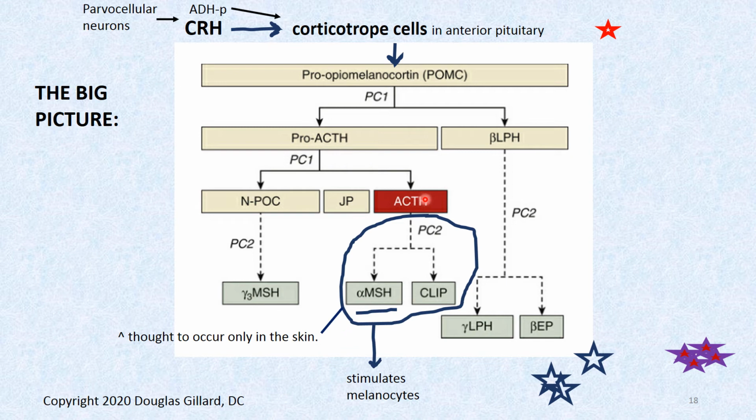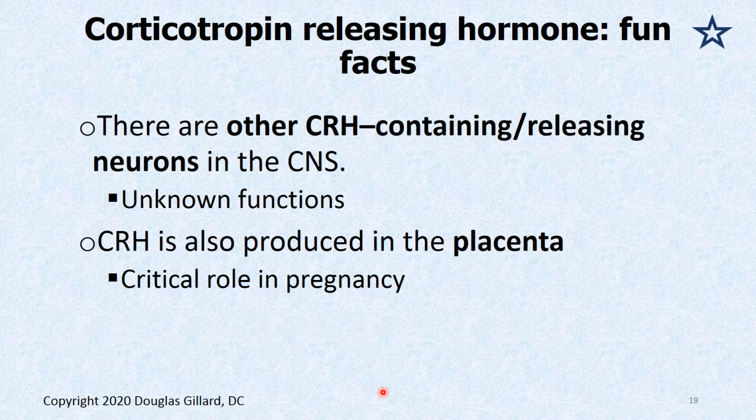ACTH, of course, hits the adrenal cortex and causes cortisol release and DHEA release. But if you get increased amounts of it, it can also get into the skin, where this little circle means this is happening in the skin, where PC2 converts it into alpha MSH. Alpha MSH stimulates the melanocytes to over-pigment their region of keratinocytes, and you get that blotchy suntan-like thing.